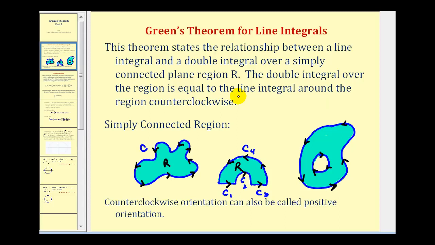So the region needs to be simply connected and piecewise smooth, and the orientation must be counterclockwise. Looking at this first region, R, notice the curve around the region is oriented counterclockwise and it's smooth. Looking at the second region here, the region is piecewise smooth, meaning each of the four pieces of the curve are smooth, and therefore, because the orientation is counterclockwise, we could also apply Green's theorem.